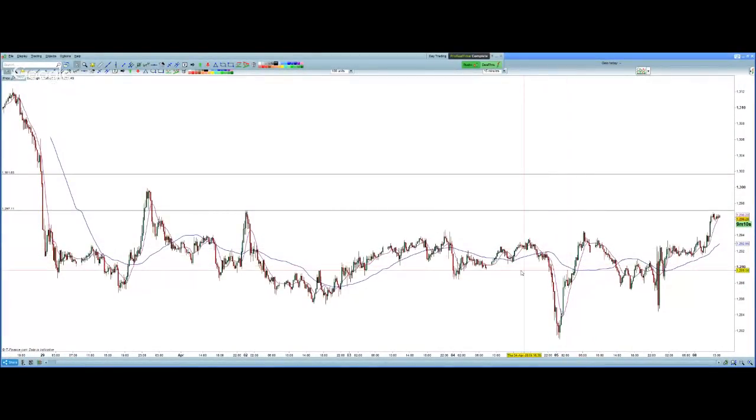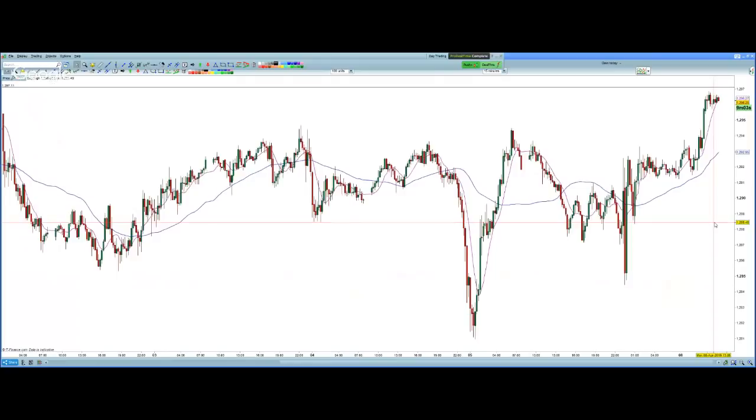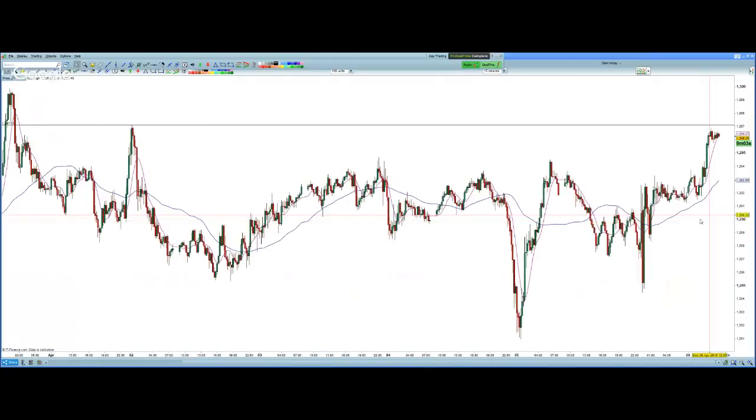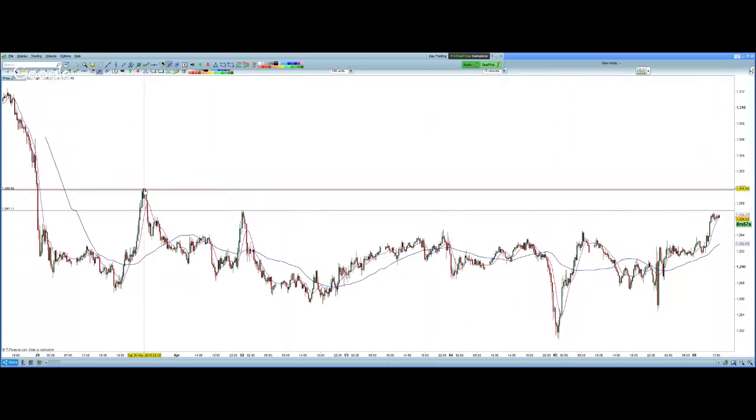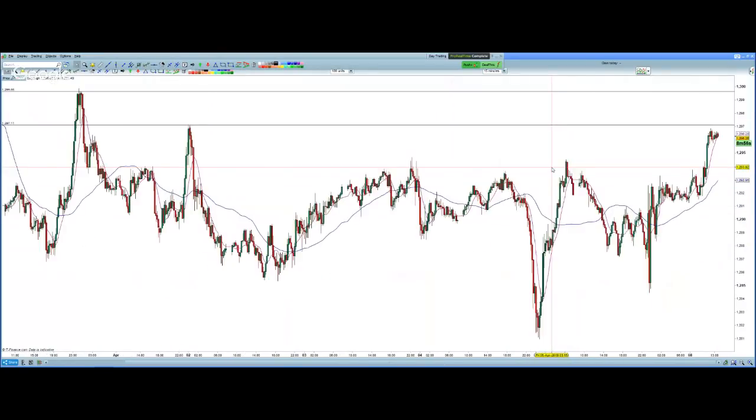Yeah, I would need to see a bit more time. But if we do get a breakout above this level through here, we get a bit more sideways movement. Then where's the next major resistance level? The next major resistance level is right here, right there. That's where the next major resistance level is.